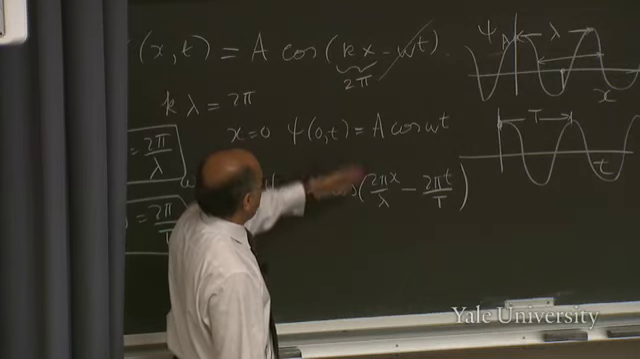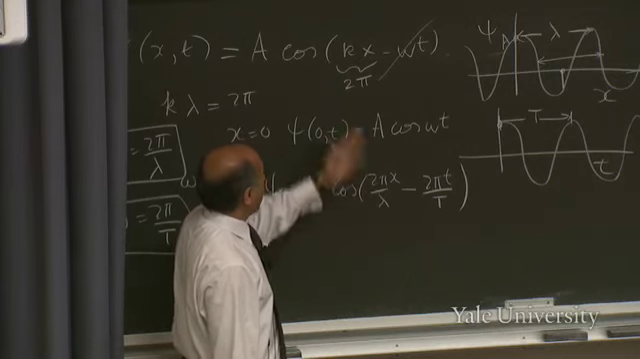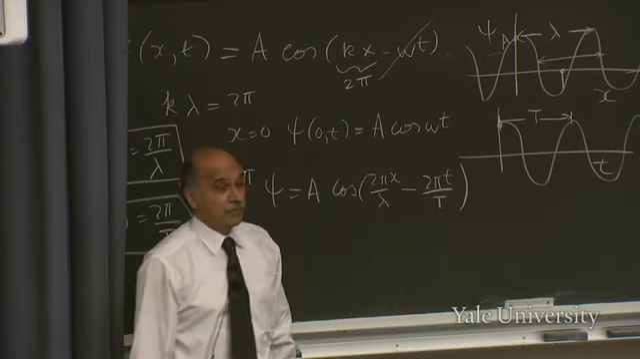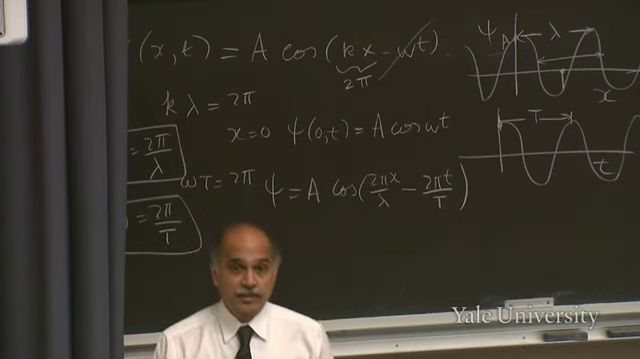But this is more compact because we don't want to carry 2 pi's and lambdas in this complicated form. We give a new name to 2 pi over lambda and 2 pi over T.